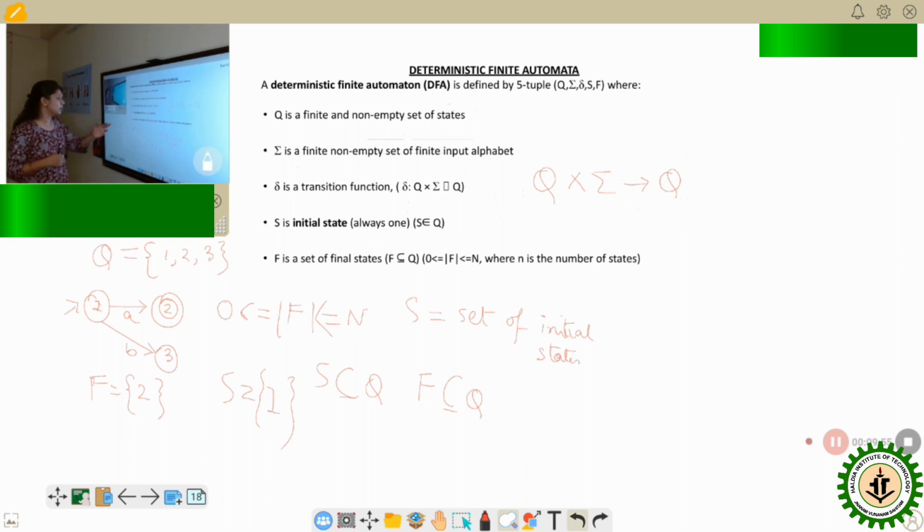So if we take 1 from Q, what is sigma? What is the value of sigma? Here sigma equals a, b.